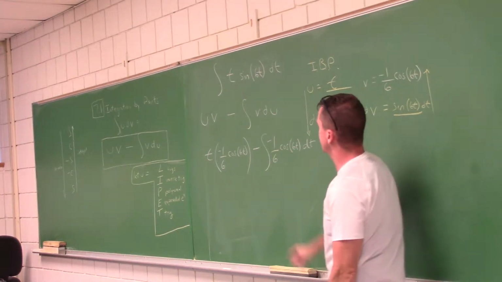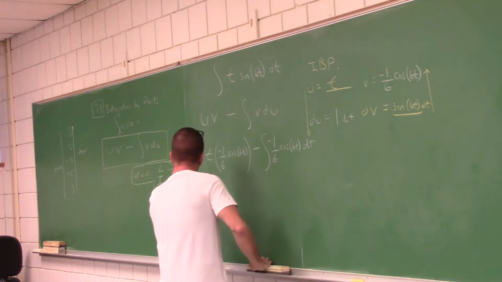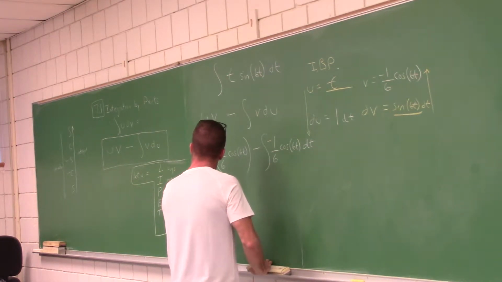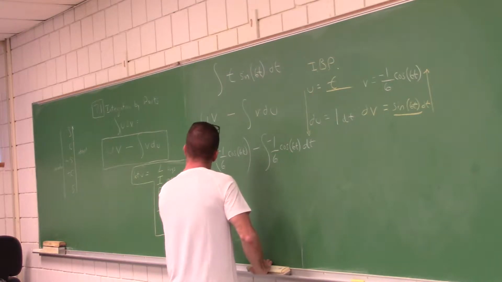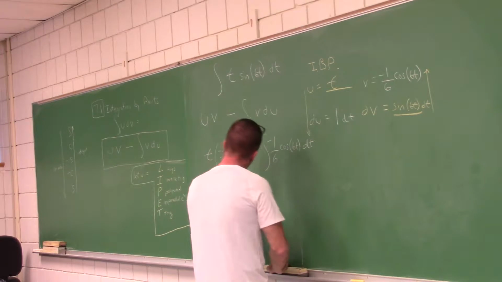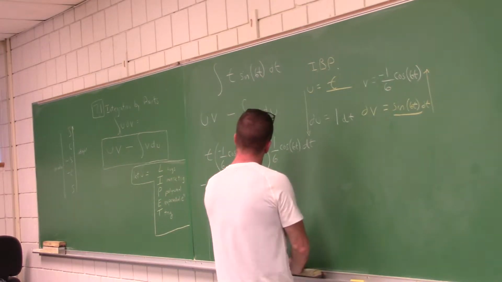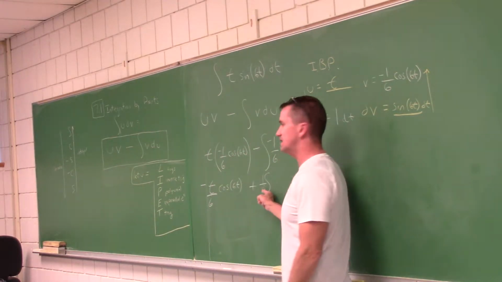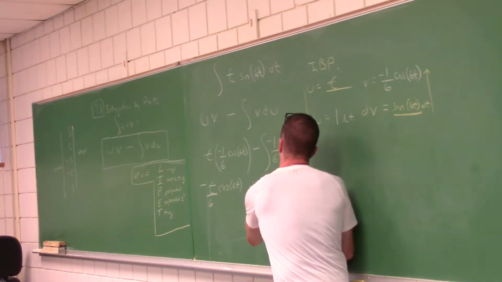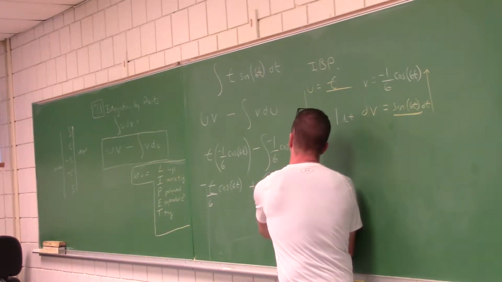Hey, I'm going to rewrite this, because what's a minus minus? So here comes the rewritten expression: negative t, you can put the t over the 6 if you want, cosine of 6t, plus the integral of 1/6. Do you like to put the 1/6 out in front? Okay. Cosine of 6t dt.